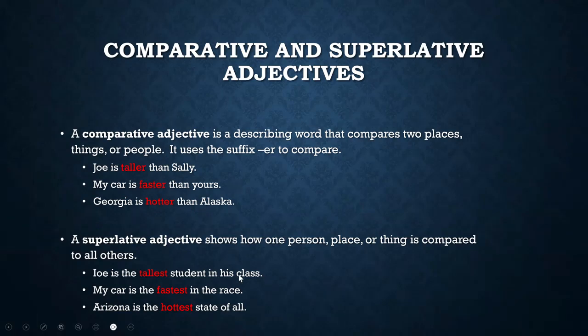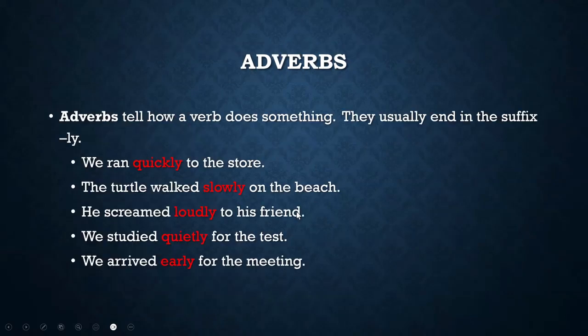A superlative adjective shows how one person, place, or thing is compared to all others, and it often uses the suffix est, or most. Joe is the tallest student in the class. My car is the fastest in the race. Arizona is the hottest state of all. Those are comparative and superlative est adjectives.